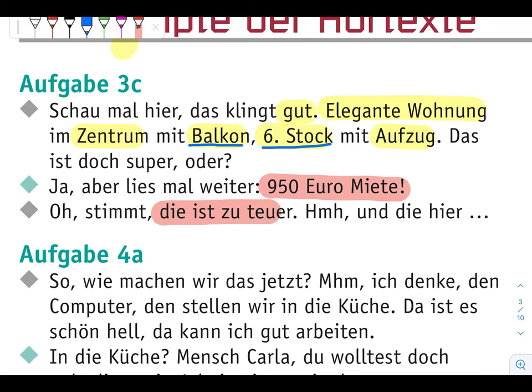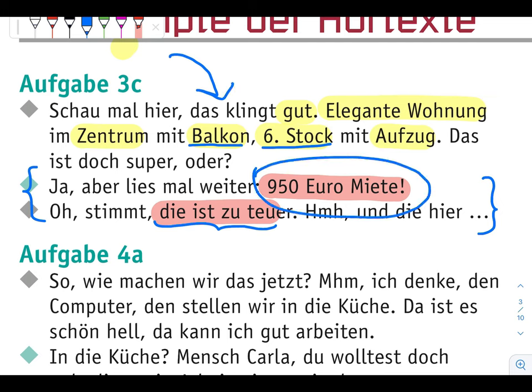Now, here, we need to see. So, what they told? Das ist sehr teuer. Das ist zu teuer. So, das ist sehr teuer. It is too costly. So they are talking about this one, okay, and they are not taking it because of the rent.